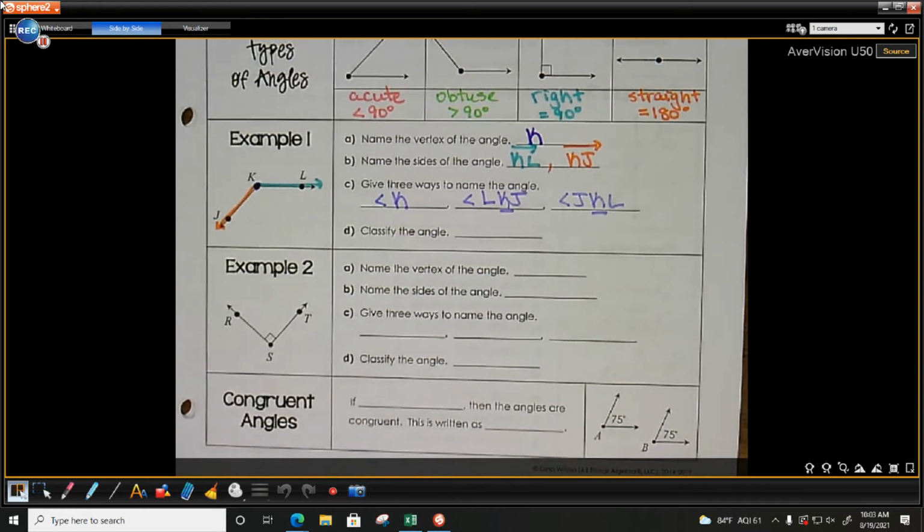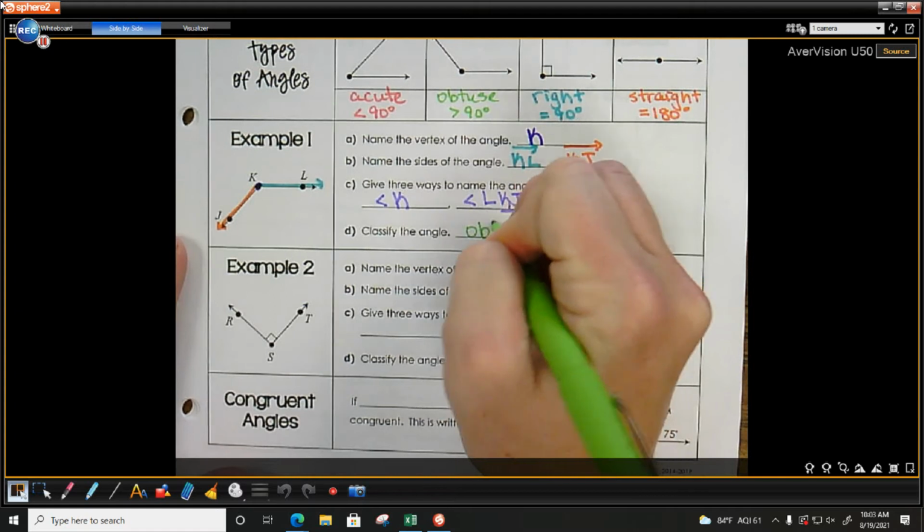Okay, classify the angle. It is obtuse. We are larger than 90.